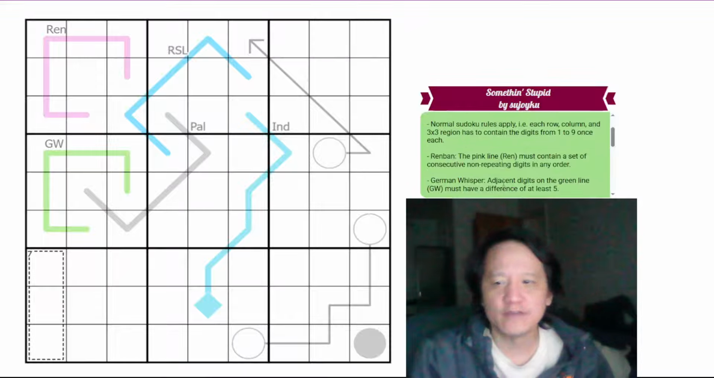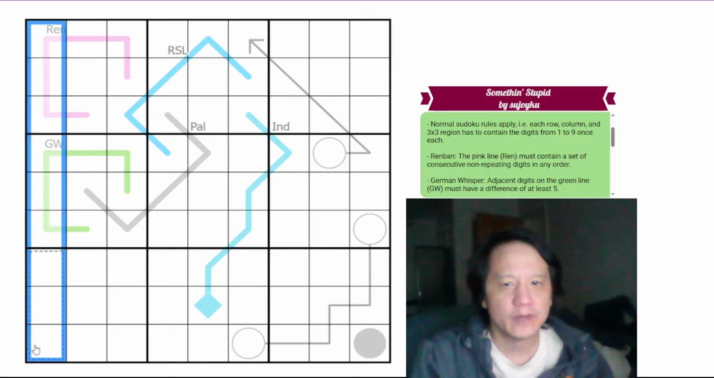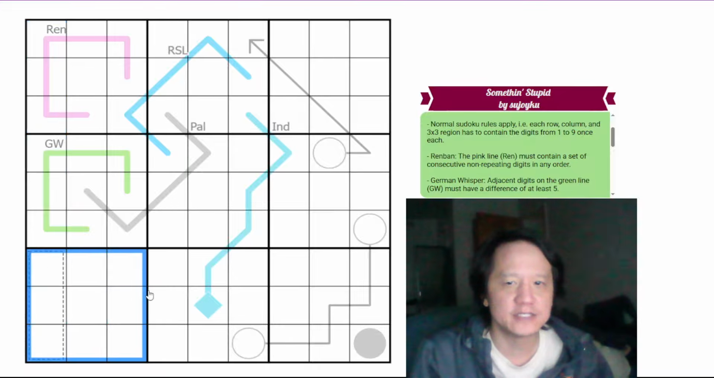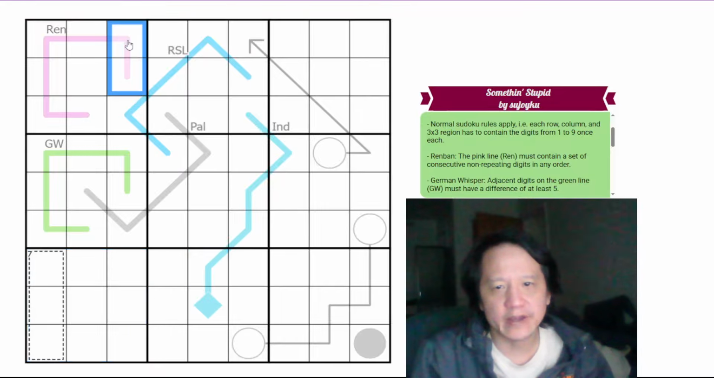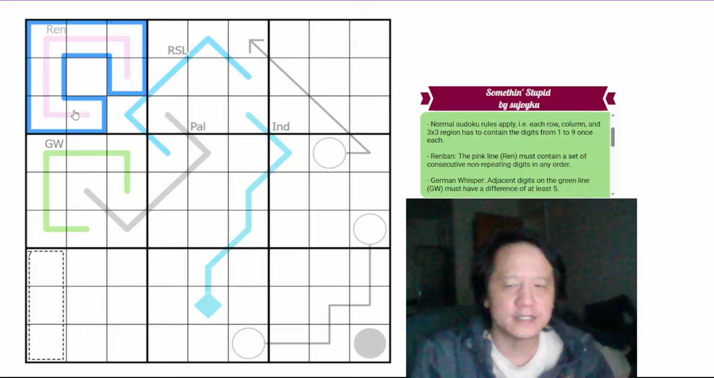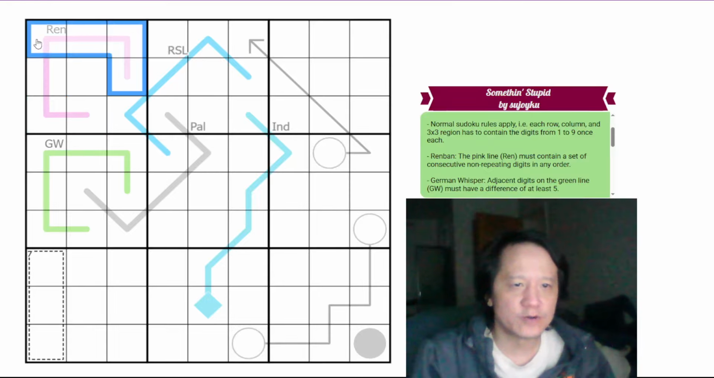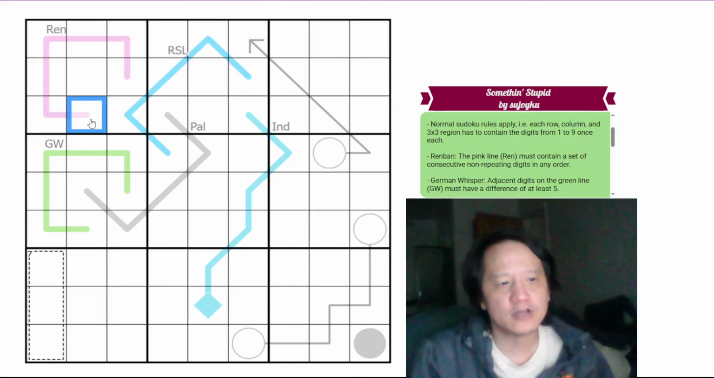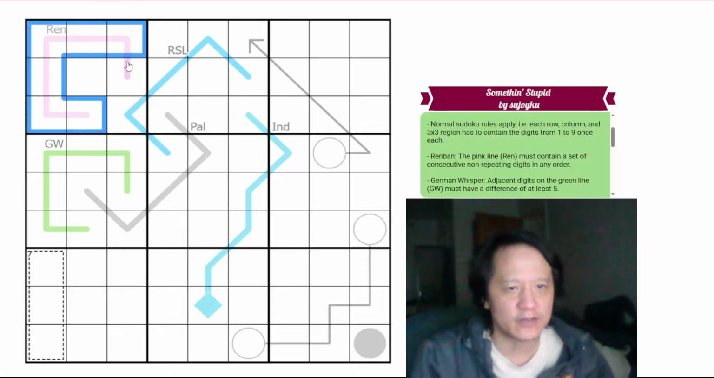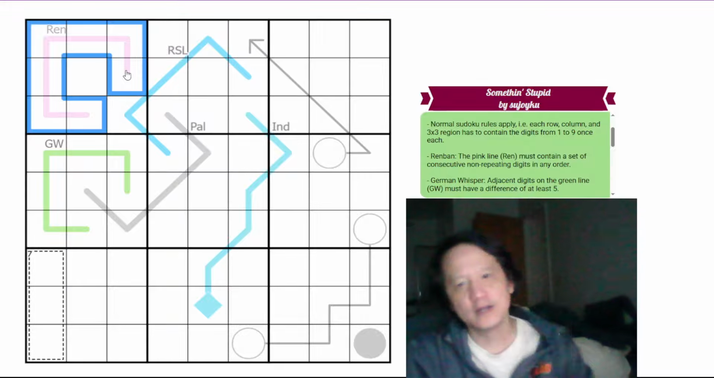Here are the rules. Normal Sudoku rules apply. That is, each row, column, and 3x3 region has to contain the digits from 1 to 9 once each. We have Renban lines, where the pink Ren line must contain a set of consecutive, non-repeating digits in any order. So, for example, this could be the digits 1 through 7, 2 through 8, or 3 through 9. It could not be something like 1, 2, 4, 5, 6, 7, 9, because that does not form a set of consecutive, non-repeating digits.